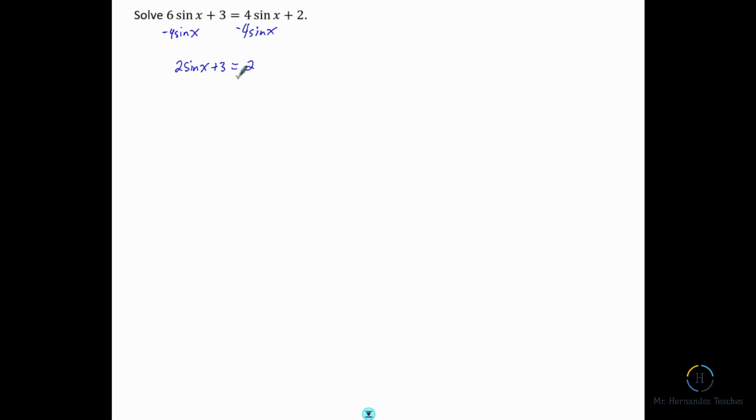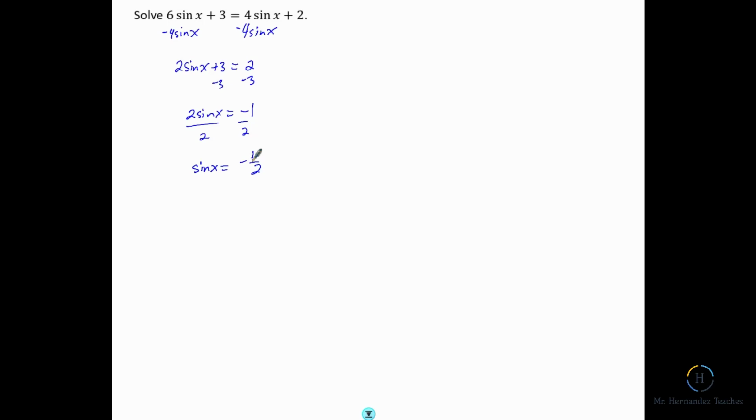And what I want to do is continue isolating the sine of x. So subtract 3 on both sides, and I'm going to get 2 sine x is equal to negative 1. And then I can divide by 2. So sine x is equal to negative 1/2.